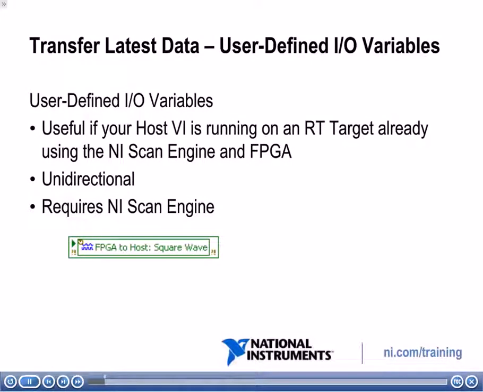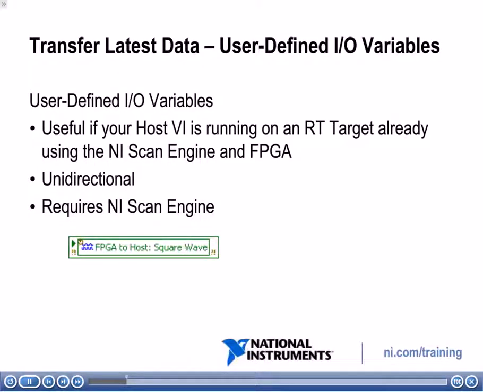Now this method is usually only used if your host VI is running on an RT target that's already using something called the NI scan engine and also using FPGA. One example of an RT target that might use both the NI scan engine and the FPGA is Compact RIO. So if you're using a Compact RIO and you're using some FPGA VIs, but you're also communicating with some of your modules using the NI scan engine from your RT VI, that would describe a use case where you might be able to use this method.